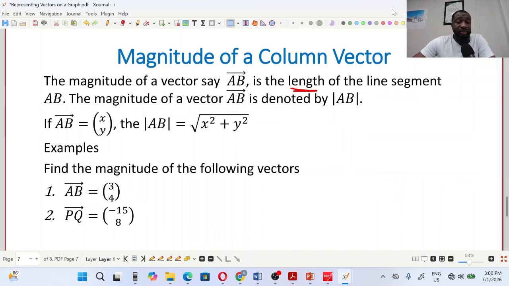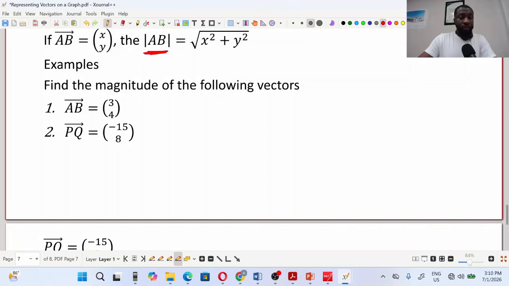Okay, so let's look. It says if vector AB is equal to X and Y in column form, then anytime you see this, you read it as the magnitude of AB. So the magnitude of AB is going to be equal to the square root of X squared plus Y squared. Easily.